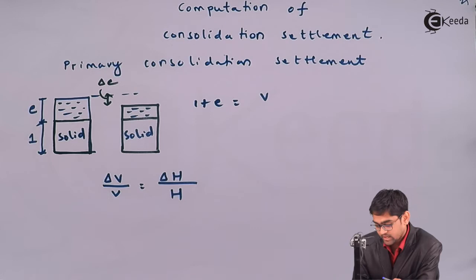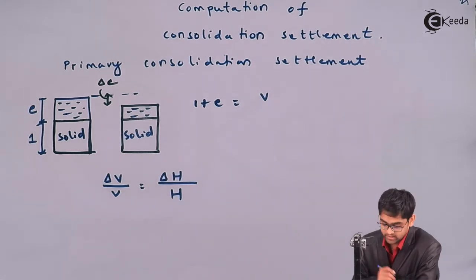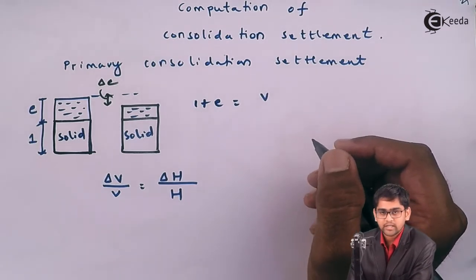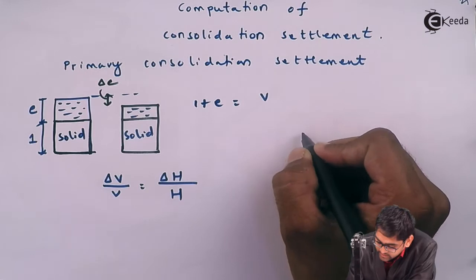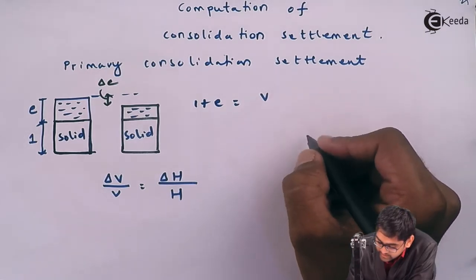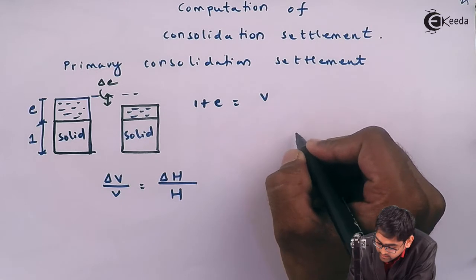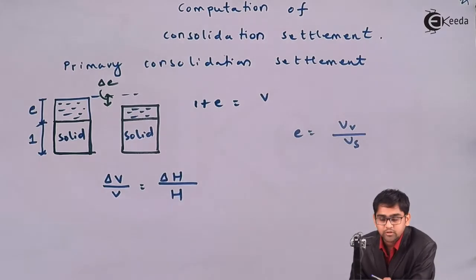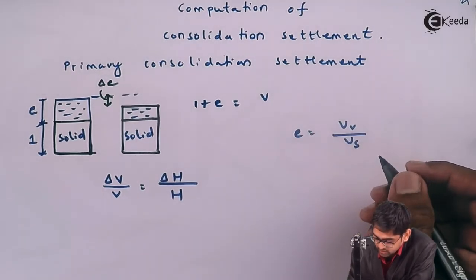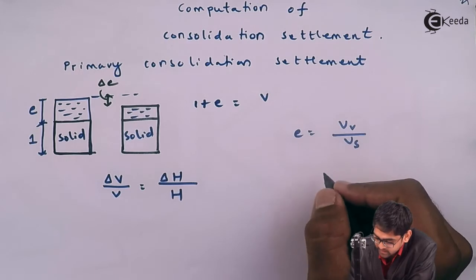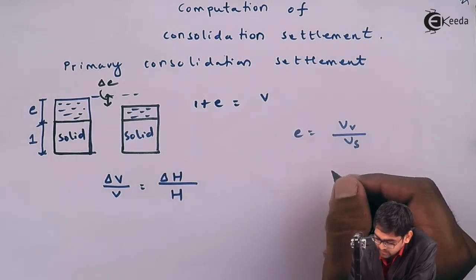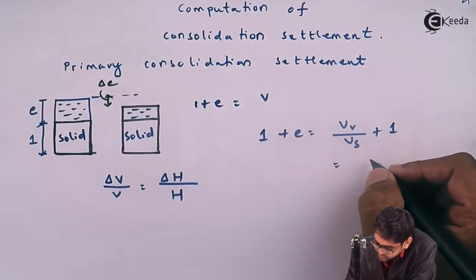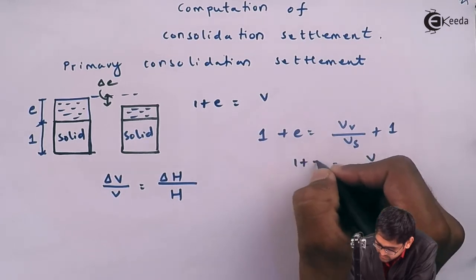If I want to calculate this change in the volume to the original volume, I need a certain formulation. That formulation we did in the one dimensional consolidation theory of Terzaghi, where we have seen equations like e, which is equal to the volume of void divided by the volume of soil solid. In this equation, if I add 1 to both sides, you will get the total volume by Vs as 1 plus e.